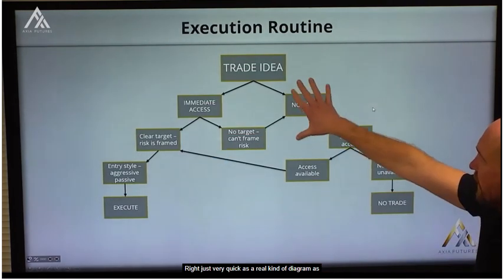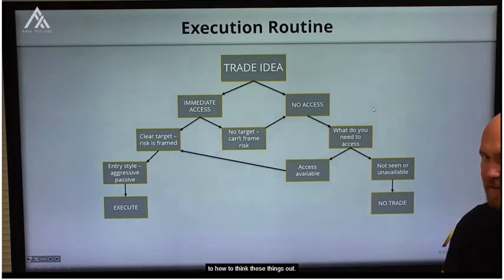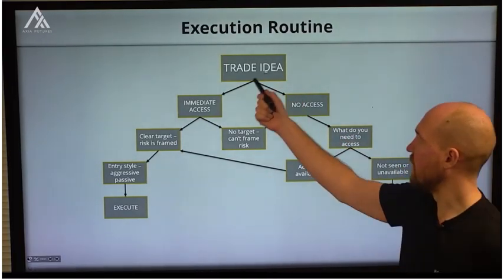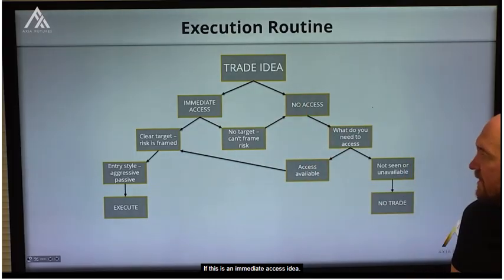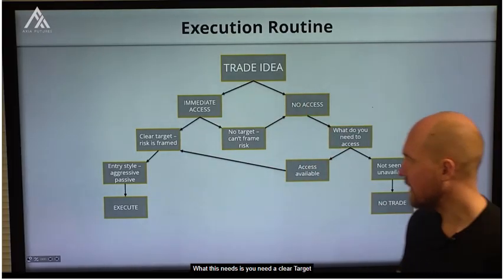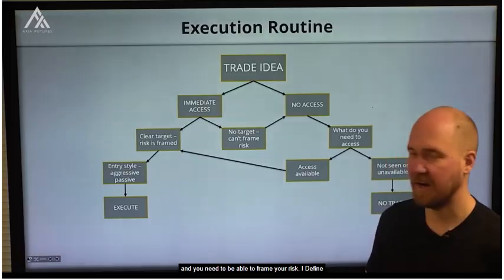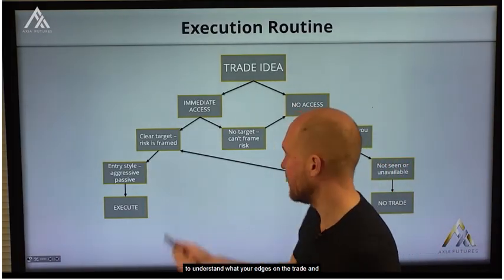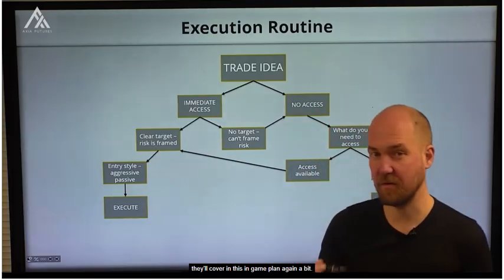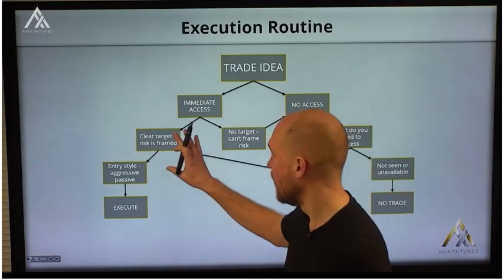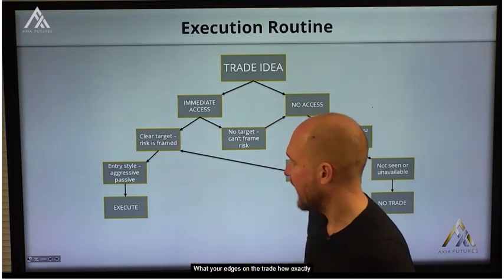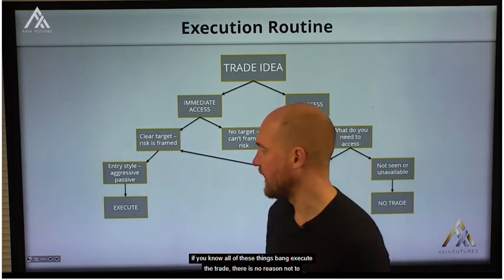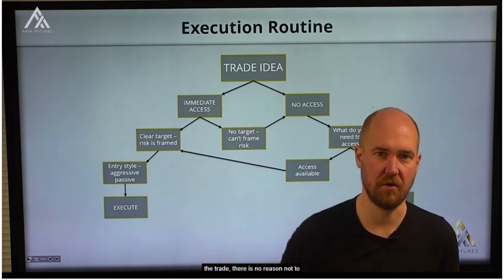Right, just very quick, as a real kind of diagram as to how to think these things out. You can have a trade idea. Now, if this is an immediate access idea, what this needs is you need a clear target and you need to be able to frame your risk. Define very clearly what your risk is on the trade. You need to understand what your edge is on the trade, and we'll cover this in game planning in a bit. What your edge is on the trade, how exactly you're going to take this trade on. If you know all of these things, bang, execute the trade. There is no reason not to.